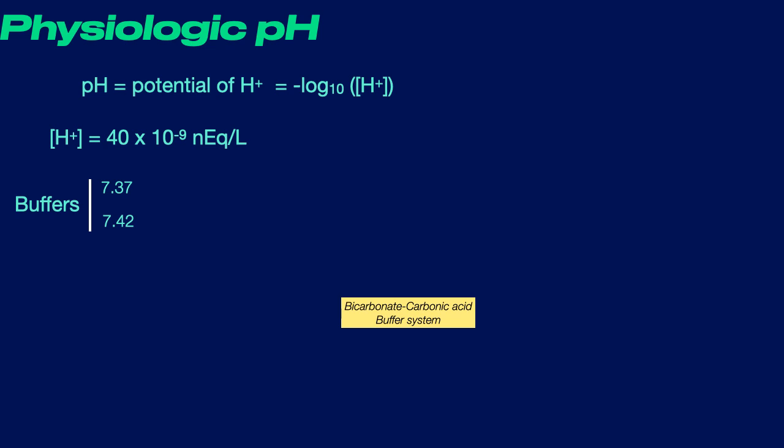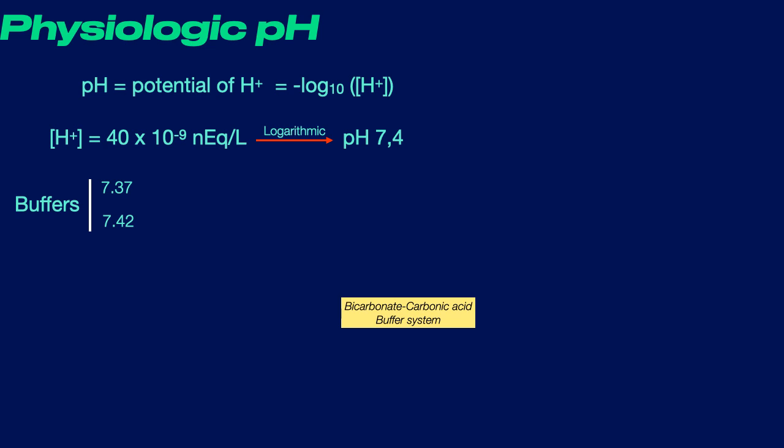Scientists converted this concentration into a logarithmic function and express it as pH. In this case, a hydrogen ion concentration of 40 per 10 minus 9 nanoequivalents per liter works out to a pH of 7.4. Now, there are two important aspects to remember when using this logarithmic function.